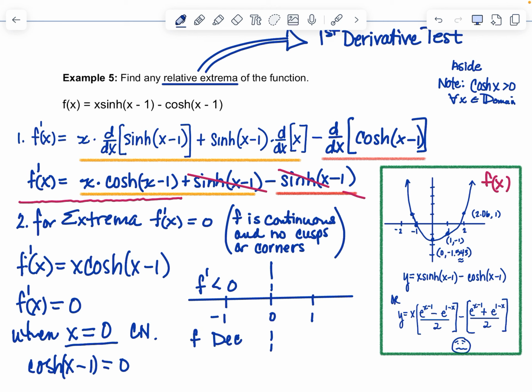is decreasing. And here, when I choose 1 as a test point, now think, it's going to be a positive 1, right? So that's the only thing determining the sign. F prime is greater than 0, so that means f is increasing.